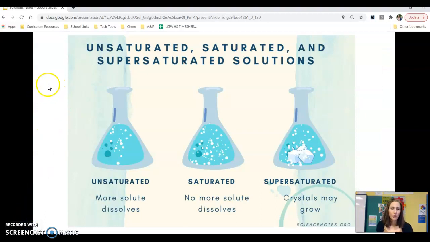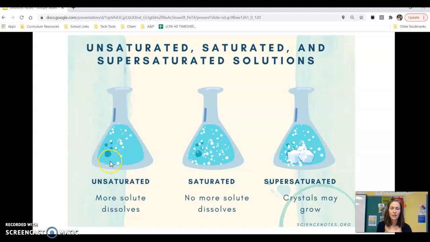So there are 3 other terms that are important to know when we talk about solutions: unsaturated, saturated, and supersaturated. If we have an unsaturated solution, that means I can add more solute and it will dissolve. If I have a saturated solution, no more solute will dissolve in that solution. If I added a little bit more, it would become supersaturated. A supersaturated situation is when crystals are growing, or like you put too much sugar in your tea and it sits at the bottom of your cup.